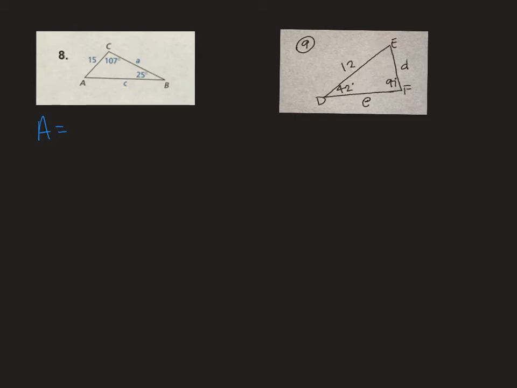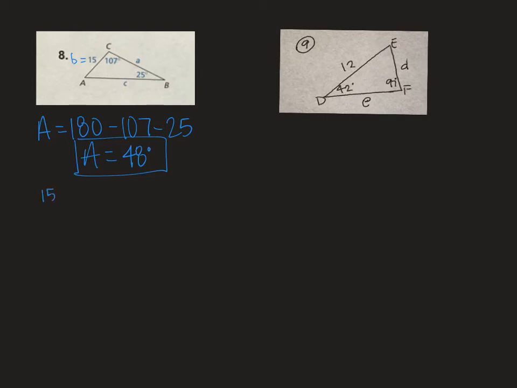So we can just go ahead and say 180 minus 107 minus 25 for those angles C and B, to get that angle A is 48 degrees. And then we just have to solve for sides A and C. So we know that side B is 15. So we're going to use side B and angle B to solve for A and C.